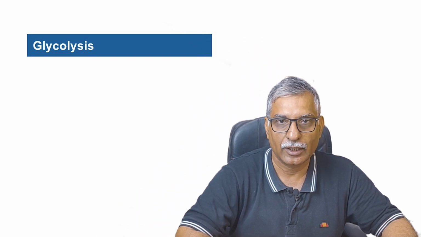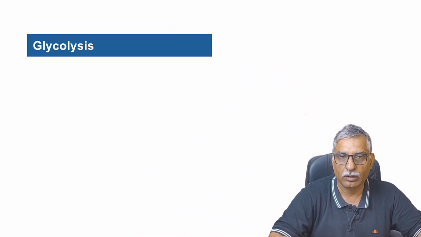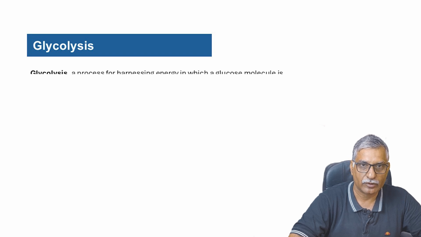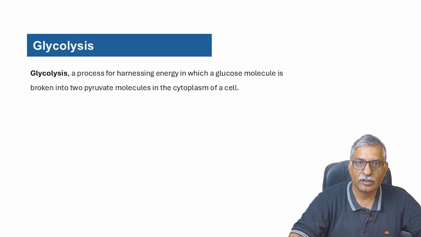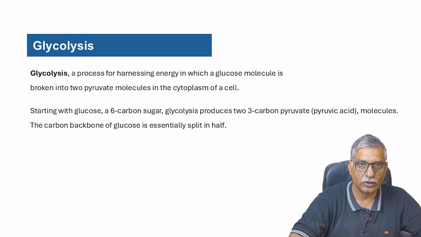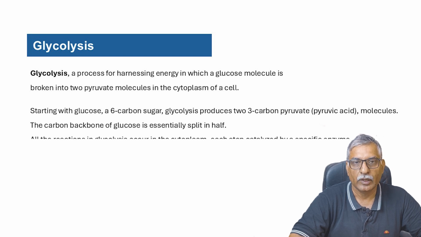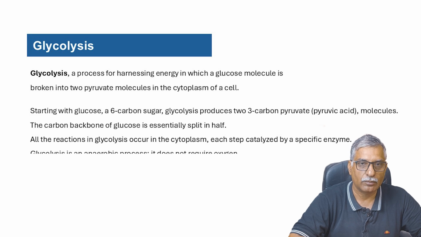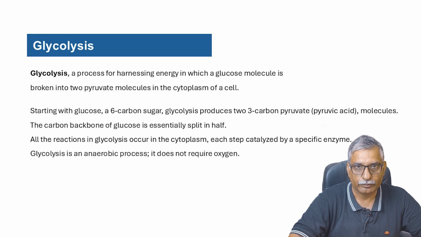Glycolysis is the base process of respiration, whether it is aerobic respiration or anaerobic respiration. Glycolysis is the base process. Glycolysis refers to splitting a glucose molecule, that is a 6-carbon molecule, into 2 molecules of 3-carbon sugars. Why is it done? It is actually to increase energy efficiency from the 6-carbon glucose molecule.